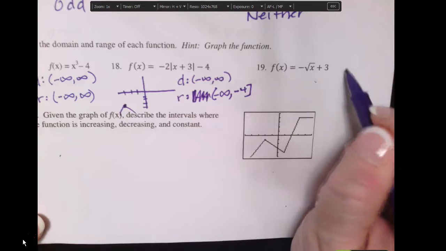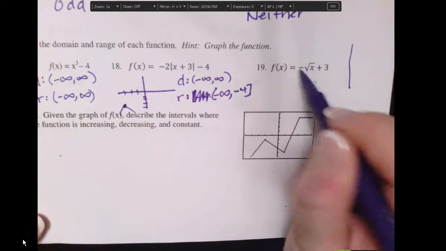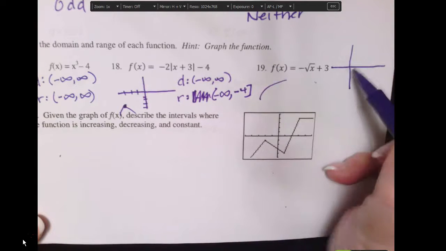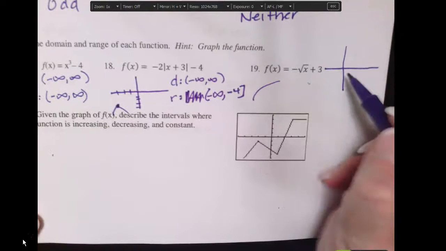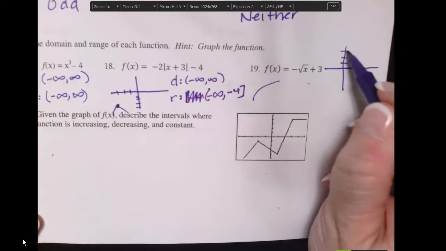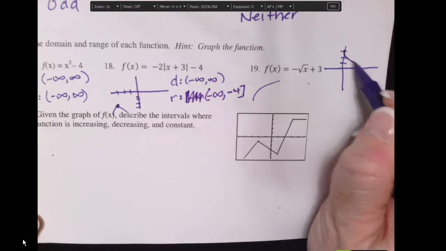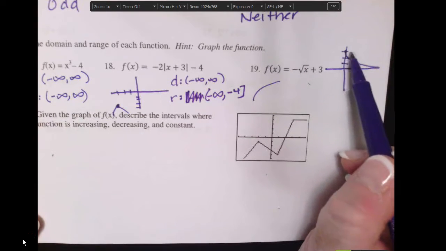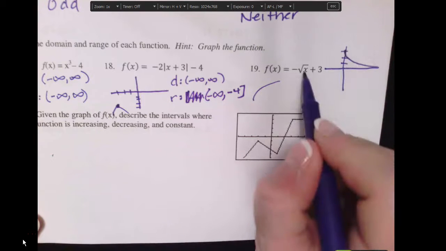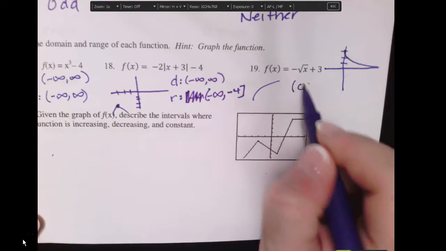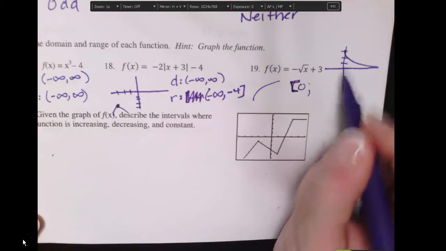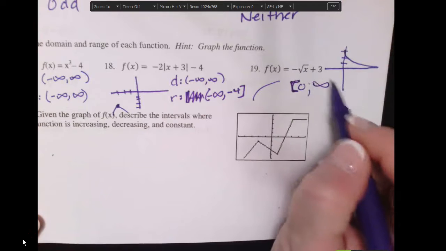It's 3 up, and then it's flipped. So normally the radical goes like this, but if we go 3 up and then we flip it, it goes like that. So 3 is going to be the top of the range. The domain, of course, starts at 0, and that's a bracket because it's allowed to be equal to 0. I can pick any positive x that I want.